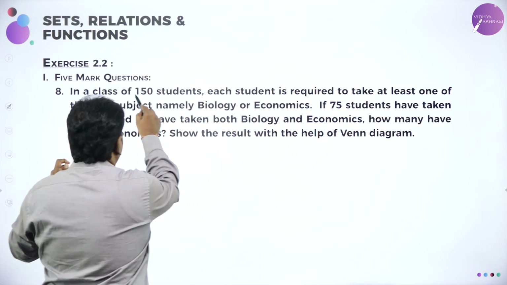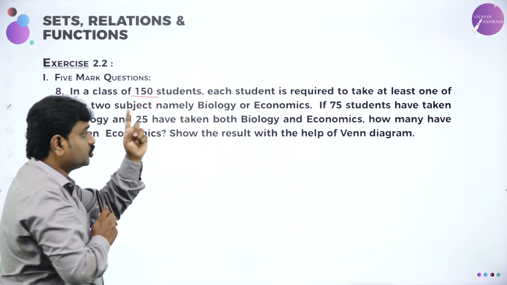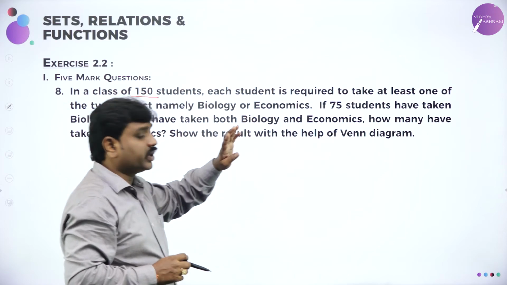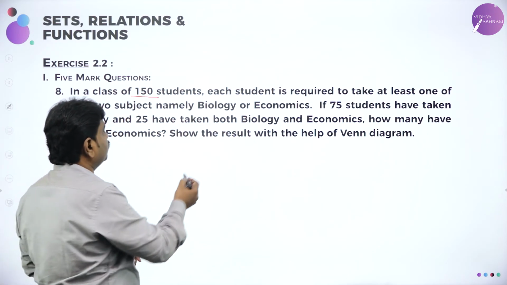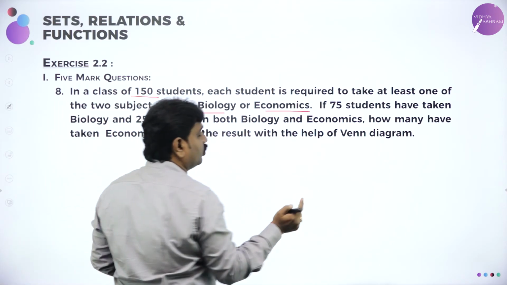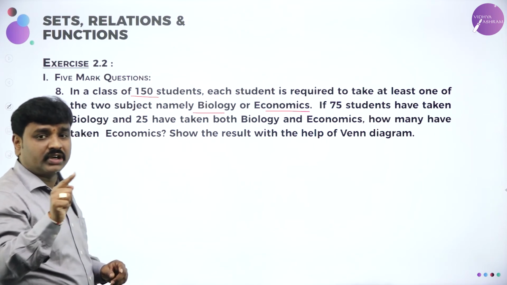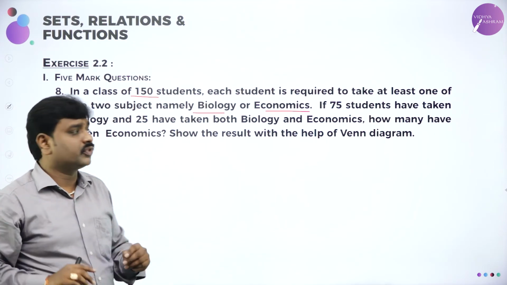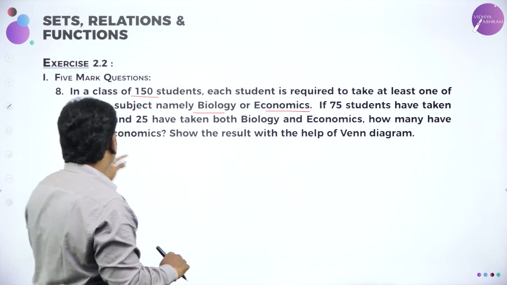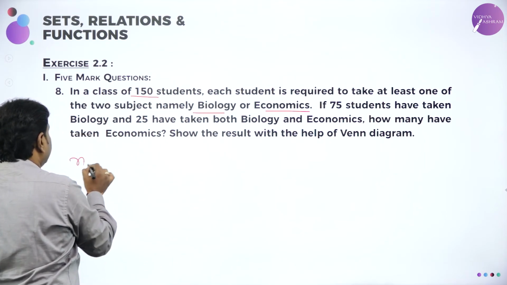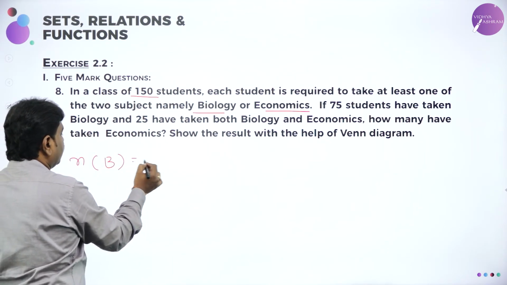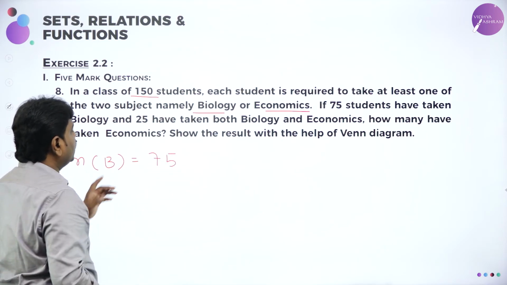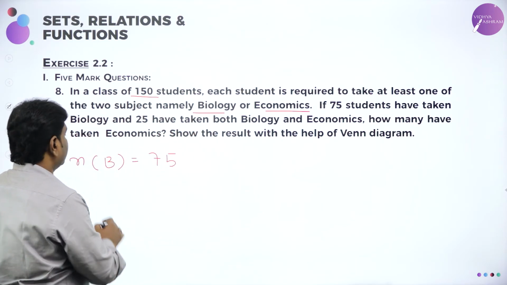So in a class of total 150 students, each student is required to take at least one of the two subjects, namely biology or economics. They have to choose any one. At least one means they can choose one or both. Now 75 have taken biology. n of B, I'll write 75. And 25 have taken both biology and economics.